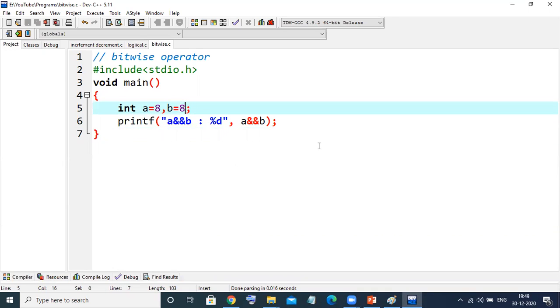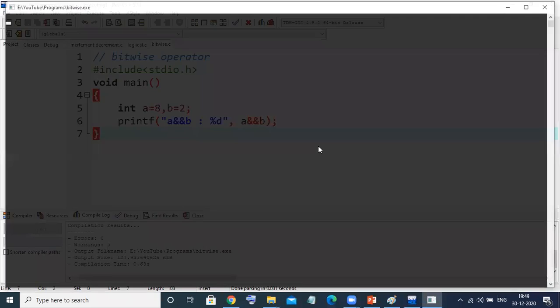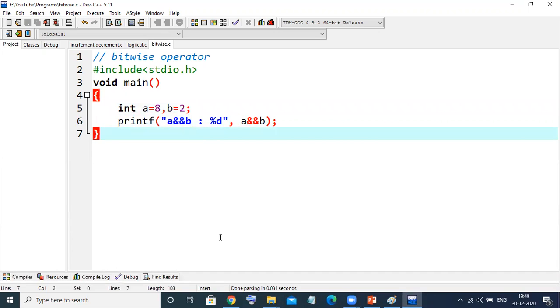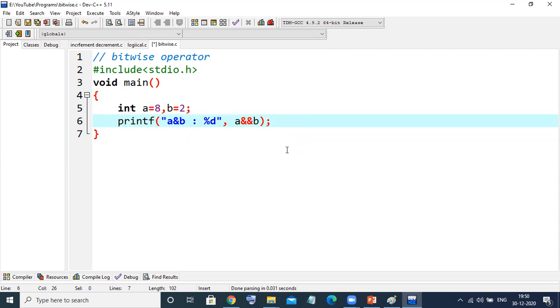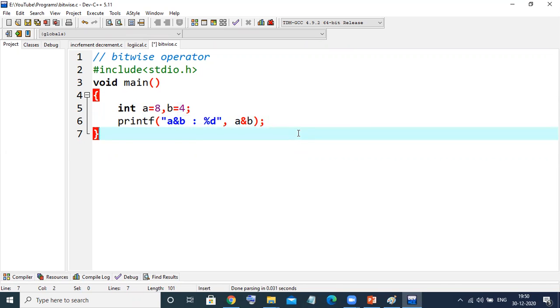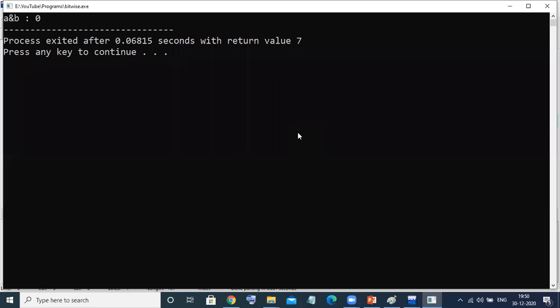But if I take another number, suppose I take this b as 2, for example, the answer must be 0. Oh, sorry, I am taking double here. That is logical and. It's my mistake. So see, this is 8 and this is 2. So I'll take the 4 number first. And if I do A and B, the result would be 0, right?